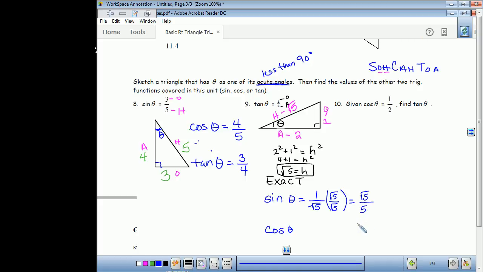And the same thing happens with cosine. Cosine ends up being 2 over the square root of 5. And you do the same thing. So we multiply by the square root of 5 over the square root of 5. So it's 2 roots of 5 over 5. So we just leave it.